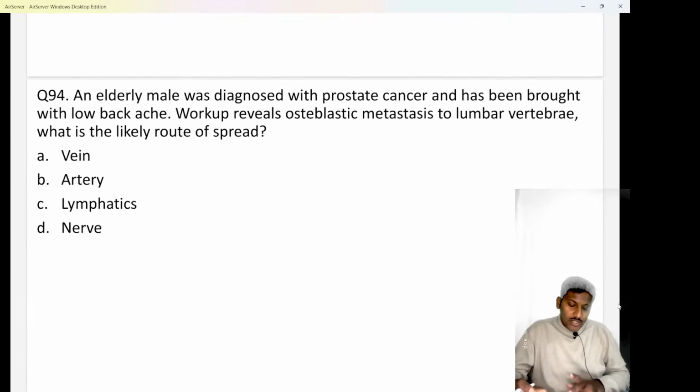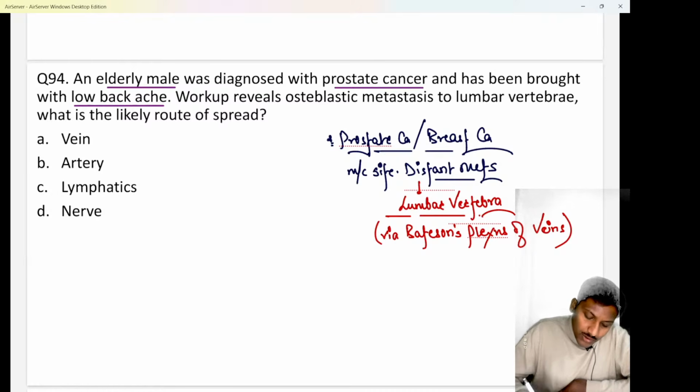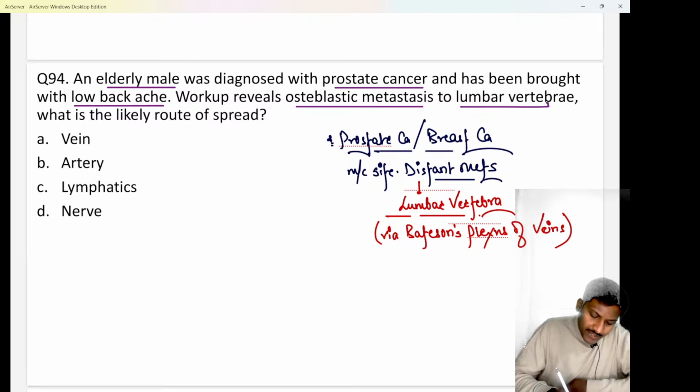Next is question number 94. Here they are saying that we have an elderly male who was diagnosed with prostate cancer and has been brought to you with complaints of low back ache. Workup reveals there is an osteoblastic metastasis to the lumbar vertebrae. What is the likely route of spread?